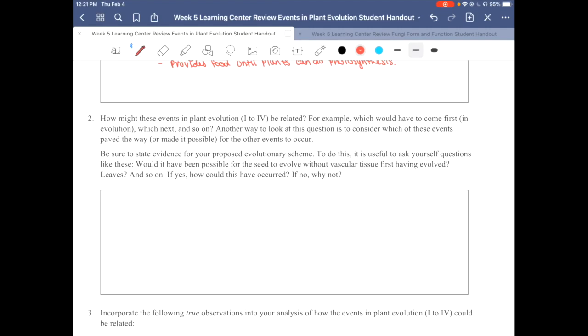Okay, so I guess the first question is, what do we think came first out of that? Do we think the roots and leaves came first, or the vascular tissue evolved first?